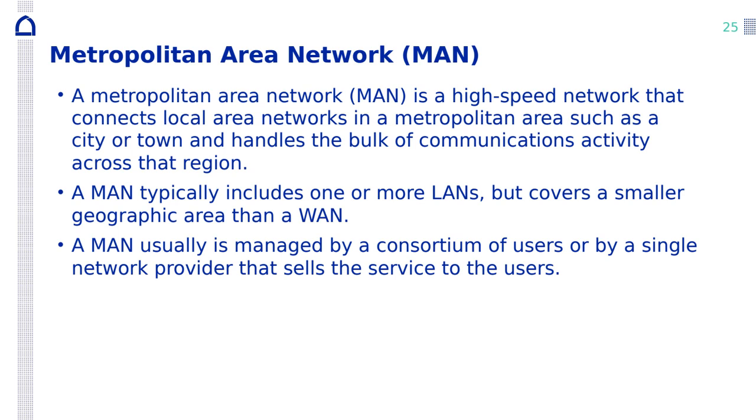Then we have the metropolitan area network. Metropolitan is bigger than a LAN but smaller than a WAN. Okay, it's a high-speed network that connects local area networks in a metropolitan area. Metropolitan means city, town, downtown, the place that is full of buildings or towers. Okay. And usually it's managed by a consortium of users or by the network provider.